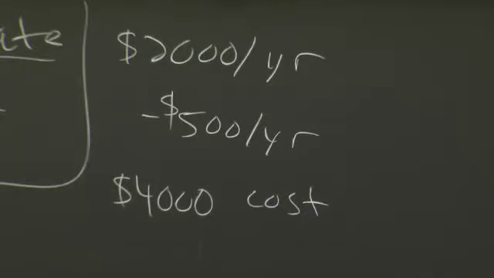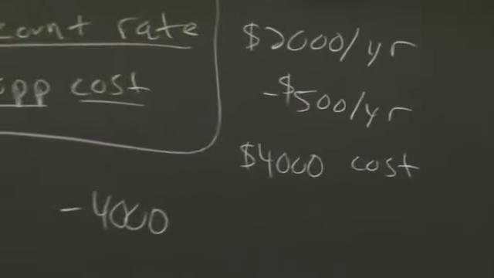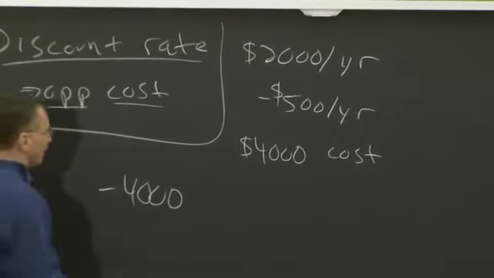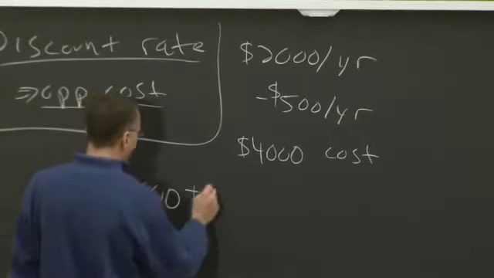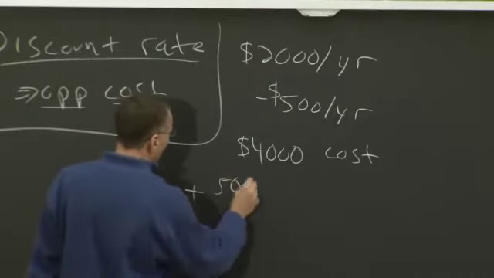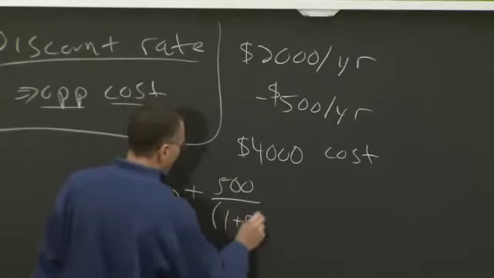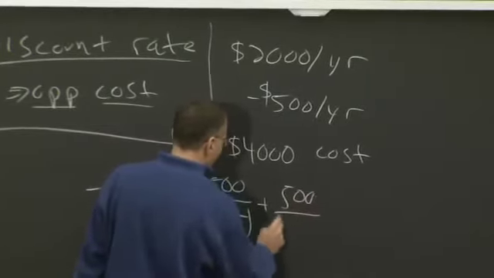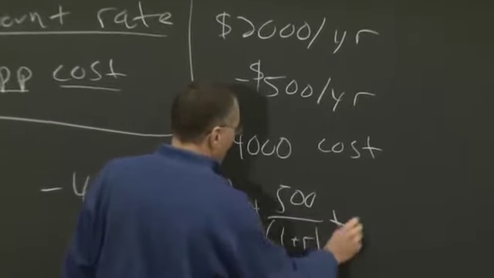Well, I knew how to do that. I take my $4,000. That's a negative in year one. Let's say there's no effect in year one on the heating costs, because they're putting it in. So the heating savings start in year two. In year two, I'm going to save $500, but I'm going to have to discount at some interest rate. In year three, I'm going to save another $500, discounted at some interest rate, and so on.